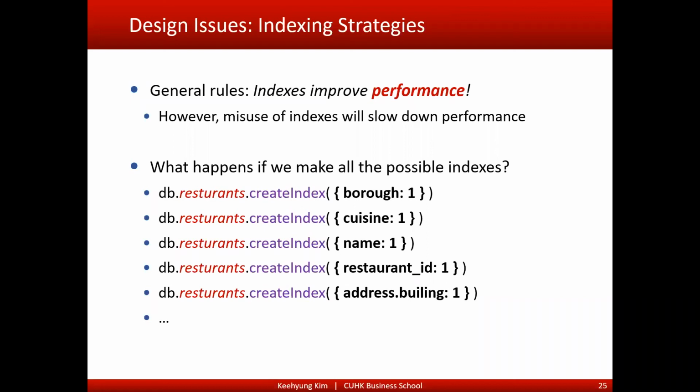So some people think like this: an index will increase the performance, and I have multiple fields in my document. In my MongoDB, I have a document with a lot of fields. Because an index will increase performance, some people may think, oh, then maybe I can just make an index for every field. So I make an index for the borough field, cuisine field, name field, restaurant ID, address. For every field, you may create an index, and you may think it will improve the performance.